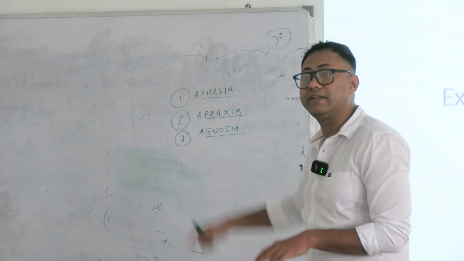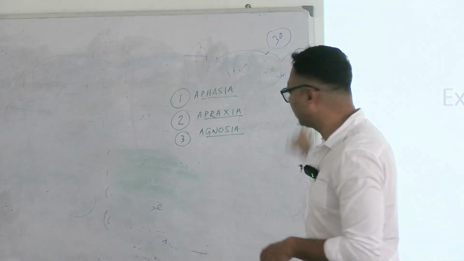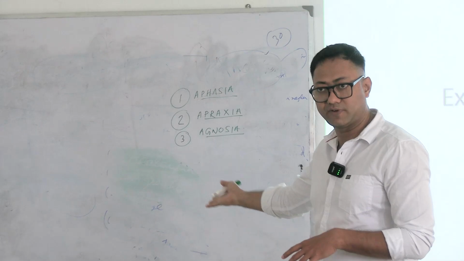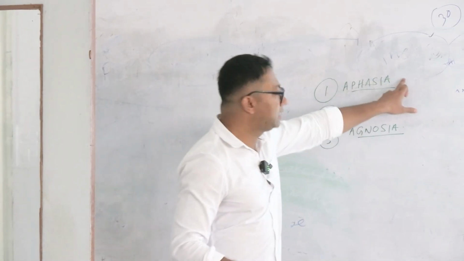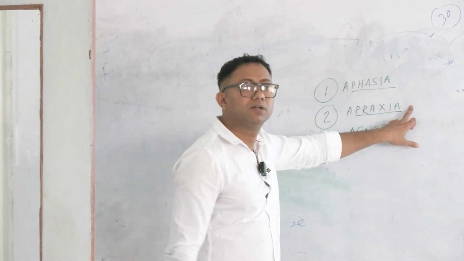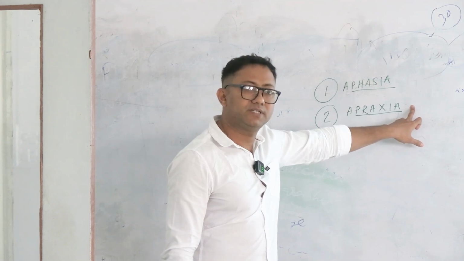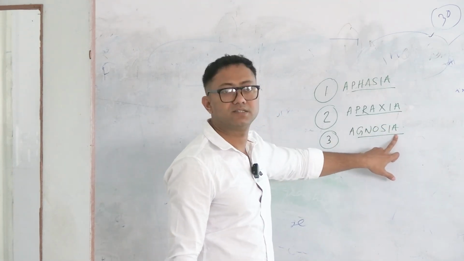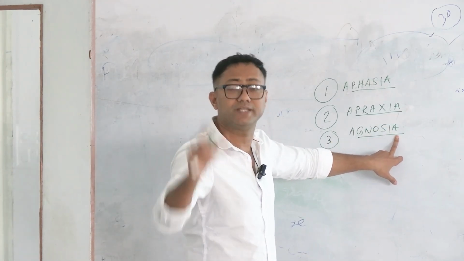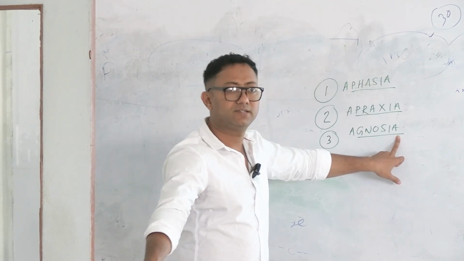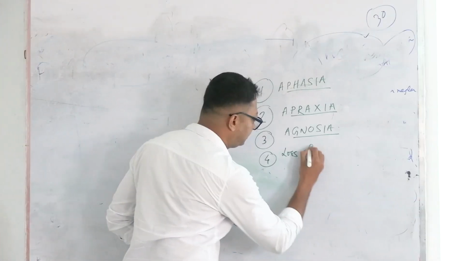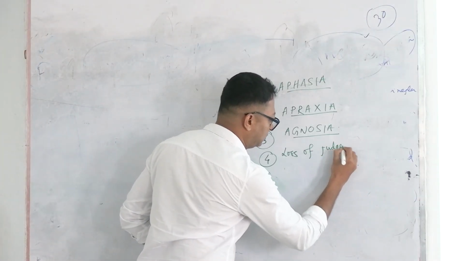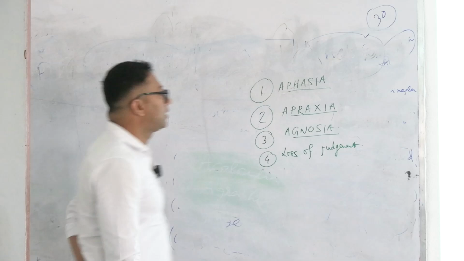All these are cognitive dysfunction. Aphasia is cognitive dysfunction, apraxia is cognitive dysfunction, and agnosia is cognitive dysfunction. Aphasia is a language and speech problem. Apraxia is inability to perform fine motor activity without any motor problem. Agnosia is inability to identify an object without any sensory problem, right? And number 4 is loss of judgment.